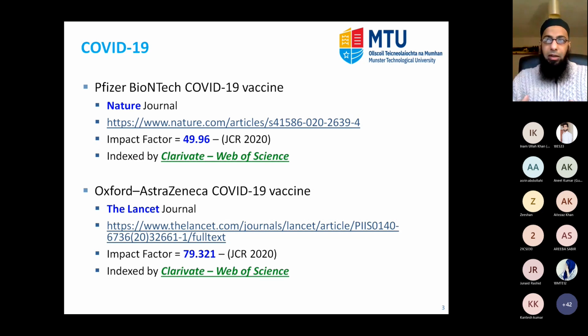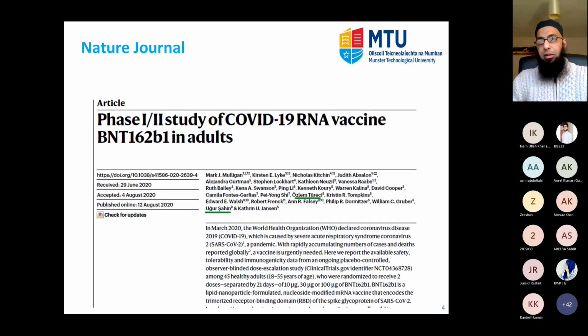So, there are some scientific terms that we are encountering. For example, journal, impact factor, JCR, Clarivate, Web of Science, index. These are very basic terms that researchers and scientists use. So I will explain them later on.